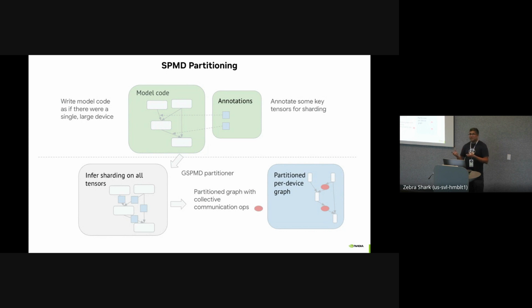As you can imagine, there are cases where we need to get data from other devices, and the partitioning pass will insert these collective communication operations. So these are operations like all reduce, all gather, reduce scatter, things like that.